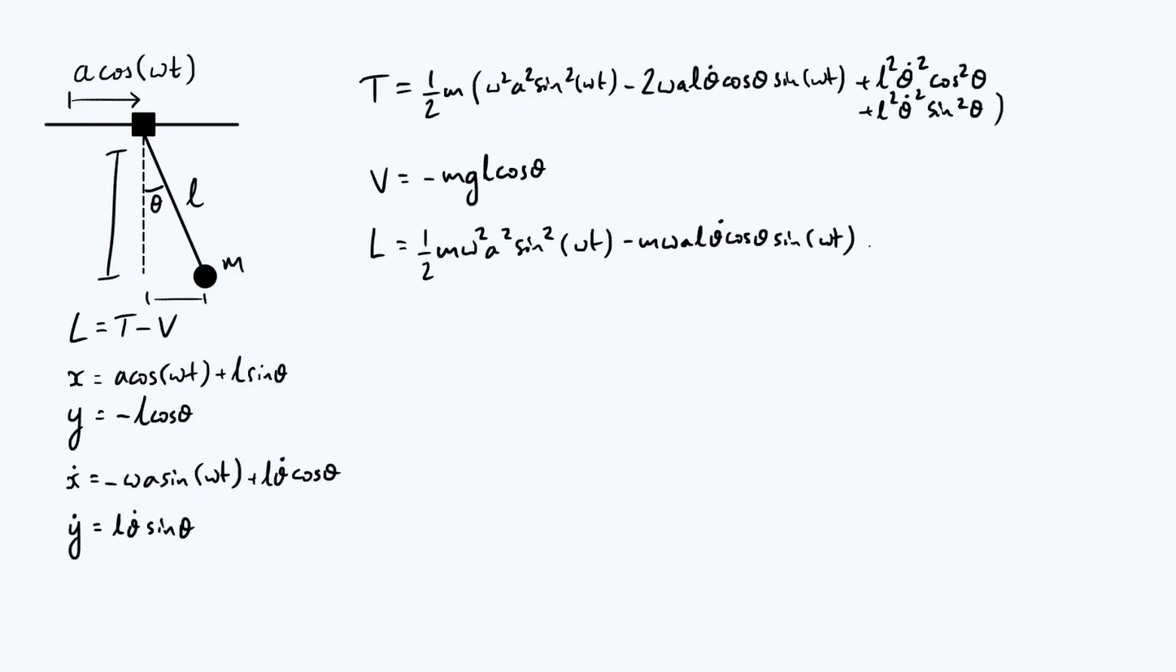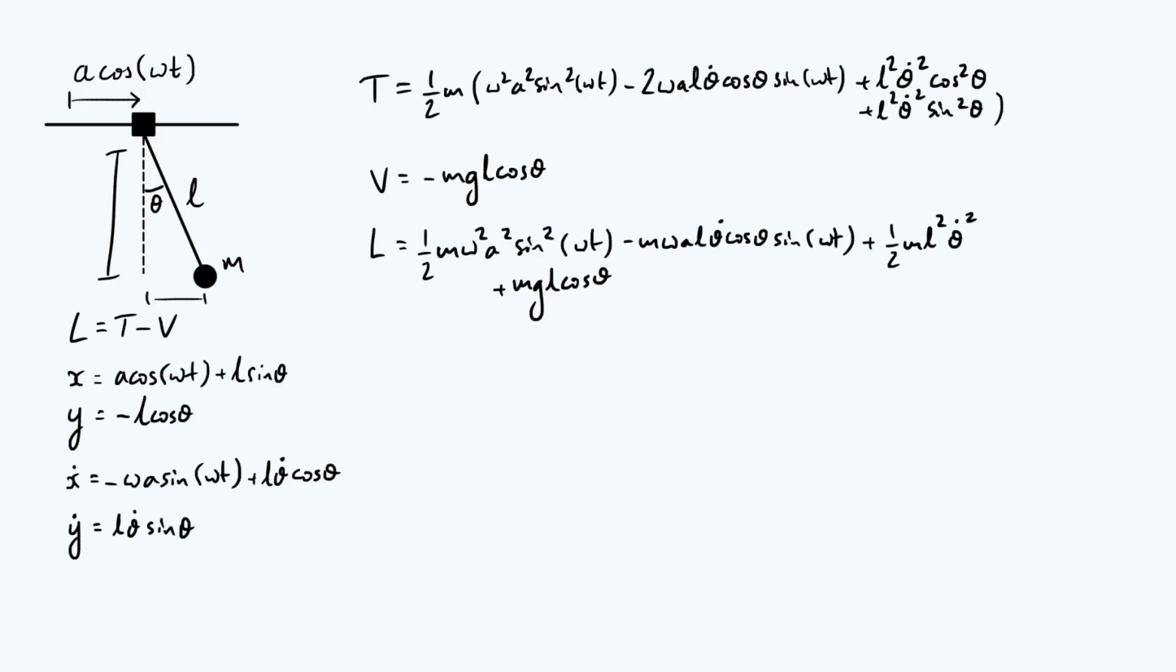You use the fact that cos squared theta plus sine squared theta is 1, and you just get L squared theta dot squared, so that becomes half m L squared theta dot squared. Then you subtract off the potential energy term, minus becomes a plus, and you get plus mgl cos theta. So there's our Lagrangian. Now we've just got to use that to get the equations of motion.